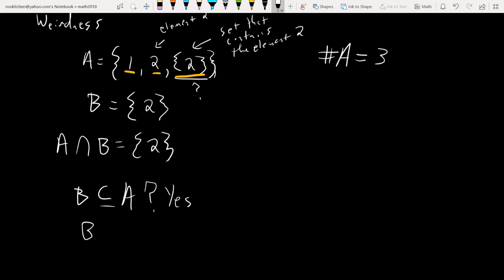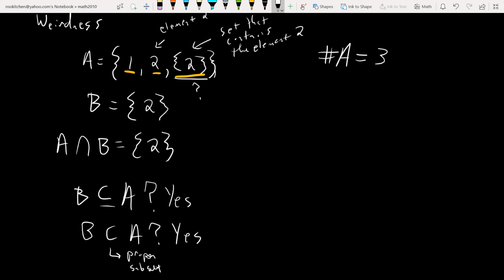Is B a proper subset of A? So a proper subset. And yes, every element in B is in A, and secondly, there are items in A that aren't in B. So yes, it is a proper subset.